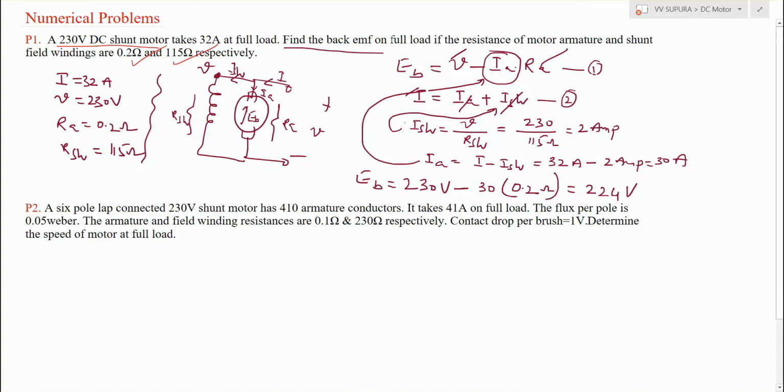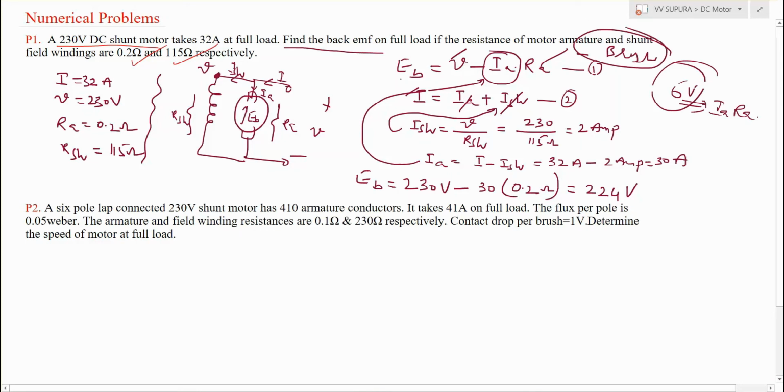So the difference is 6 volts. That 6 volts is nothing but the armature drop IA RA, right? If suppose they have given brush losses also, we have to include those losses. So we can write minus brush loss if they mentioned. Okay, right. So let's go into the second problem.